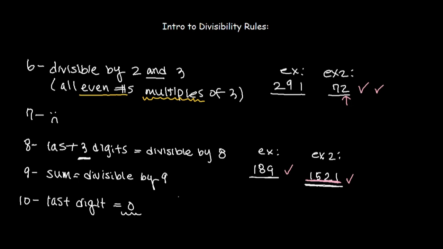So, for example, 1,500. Last digit is 0. So this means it's going to be divisible by 10. The only difference between divisibility by 5 and 10 is that for 5 you can have either 0 or 5 at the end, but for 10 you can only have the number 0 at the end. That's the only difference between the two numbers.